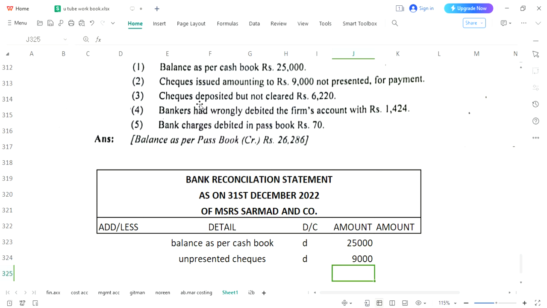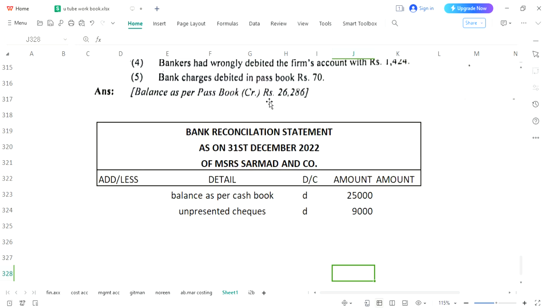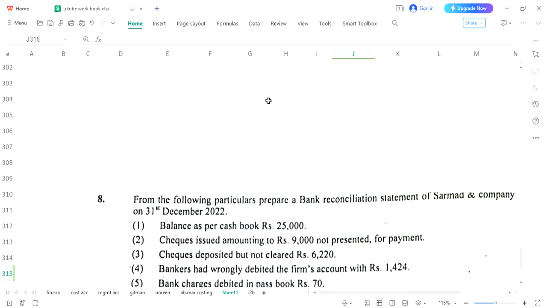Now, the third entry is saying check deposited. This is your next rule. Deposited but not cleared. Not cleared are to be credited. Like when you deposit your amount, the bank should be debited. But since it has not been cleared, it would be credited. So the rules are saying this, please keep it in mind. If you have your rules in your mind, it would be very easy for you to understand.